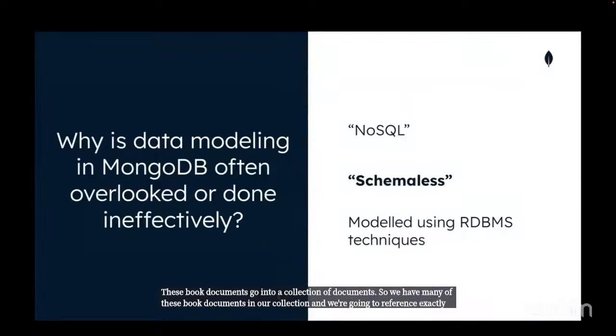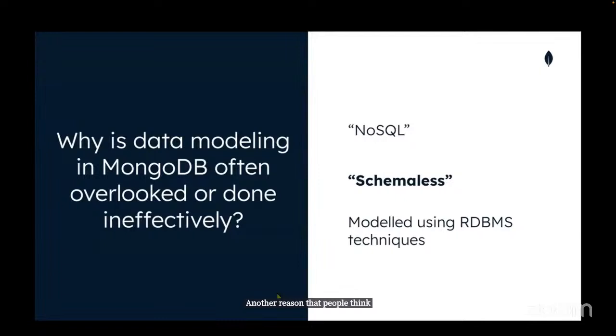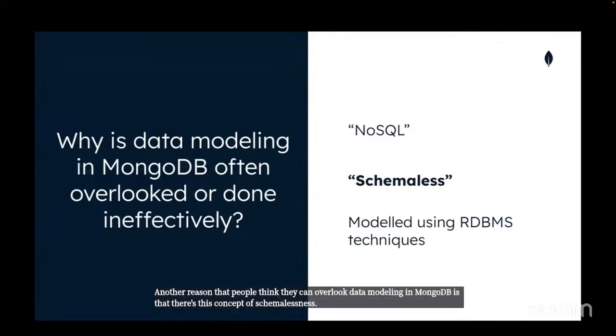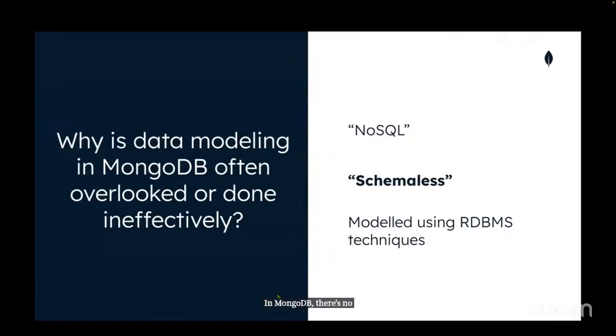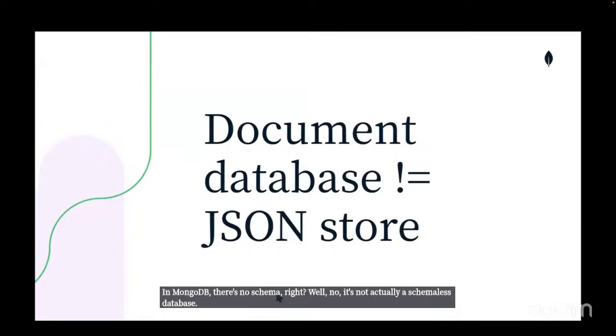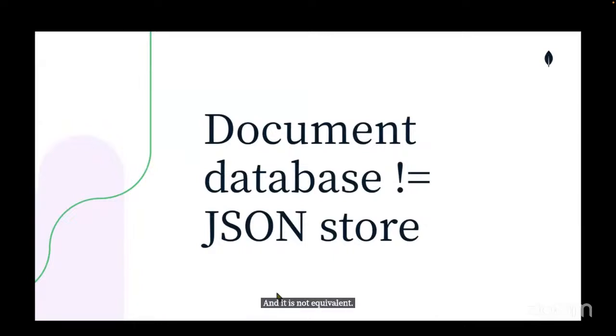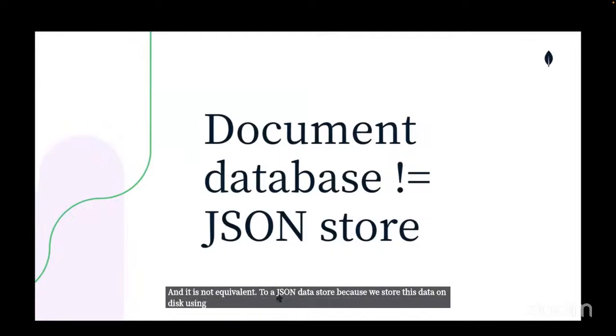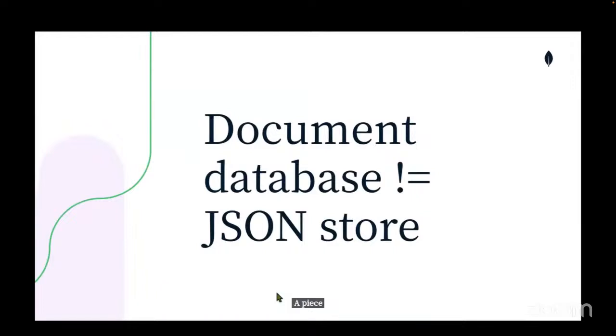and we're going to reference exactly how we lay this out. Another reason that people think they can overlook data modeling in MongoDB is that there's this concept of schema-lessness in MongoDB. There's no schema, right? Well, no, it's not actually a schemaless database. And it is not equivalent to a JSON data store because we store this data on disk using something called BSON, a BSON representation of the JSON data.